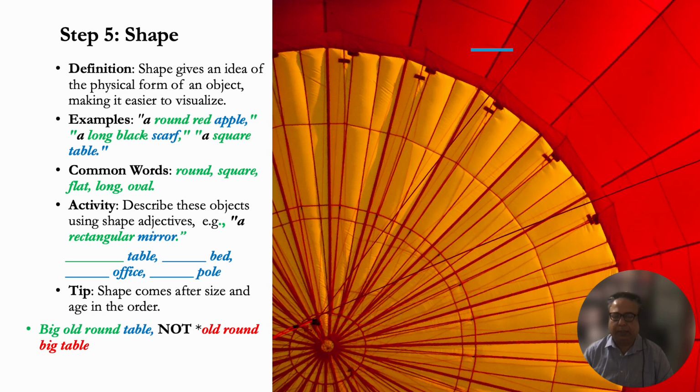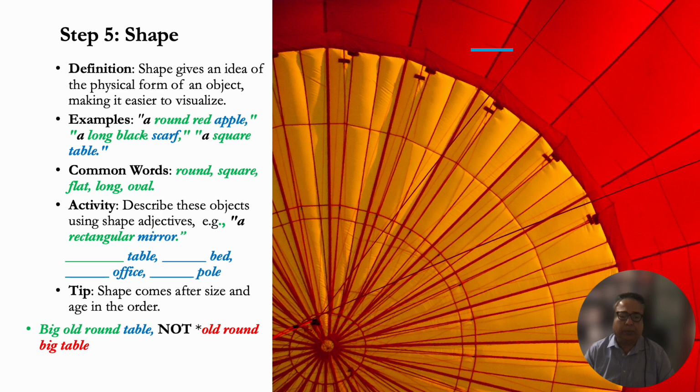So next up is shape. Shape adjectives give an idea of the shape of the object, the physical form of an object, so the listener or the reader can visualize. They can see the shape of the noun: a round red apple, a long black scarf, or a square table. So some example words of shape adjectives are round, flat, long, oval.